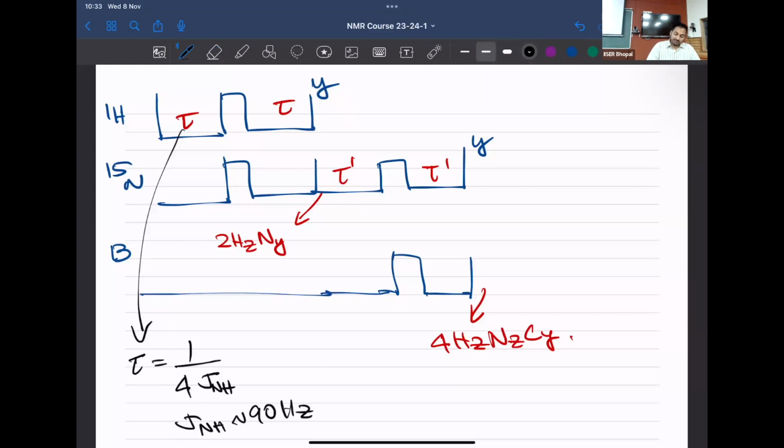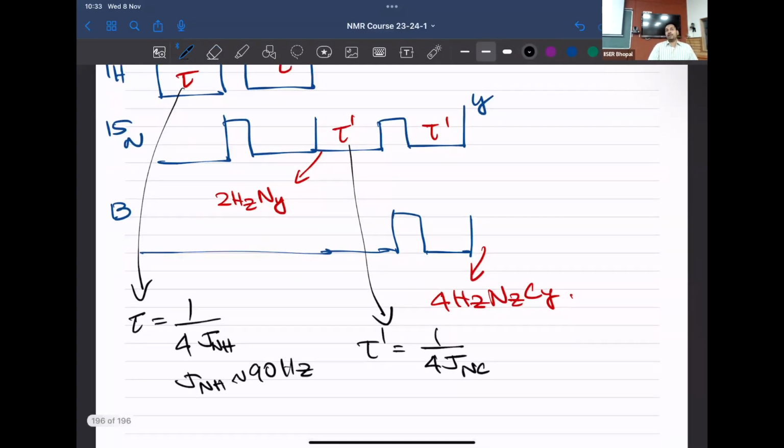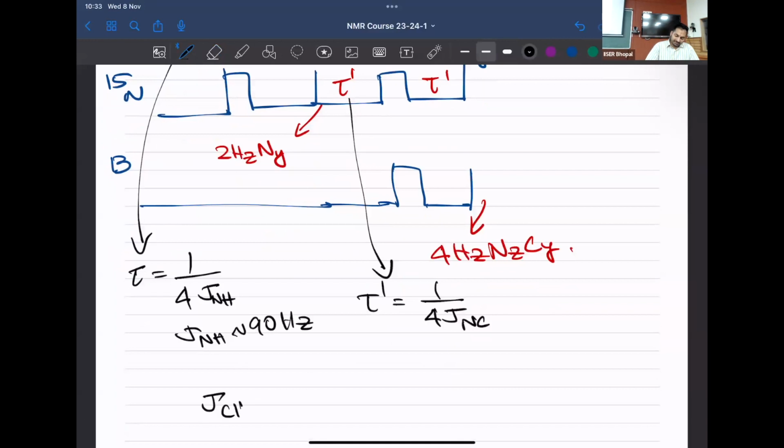Immediately the question arises, what should you set tau prime to? The answer is easy, 1 over 4 times the JNC coupling. So what is the magnitude of this coupling? As you start to have atoms of lower gyromagnetic ratio, their scalar coupling starts to reduce. For instance, you might remember JCH spanned something like 125 to 220 Hertz. That's because carbon has a higher gyromagnetic ratio than nitrogen, so it ends up having a higher scalar coupling constant. So you see that a nitrogen-carbon coupling will be less than even the 90 Hertz that you have, right?